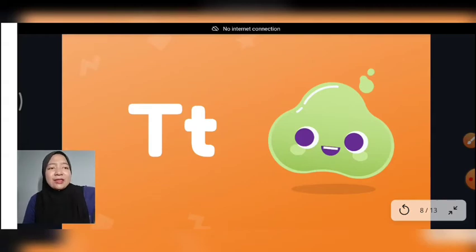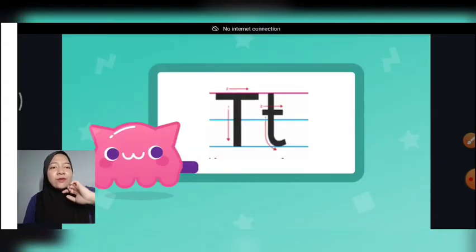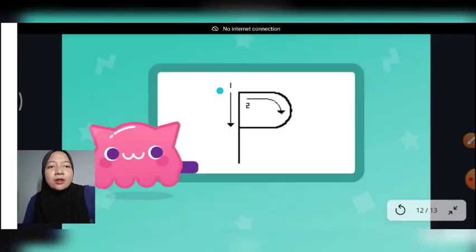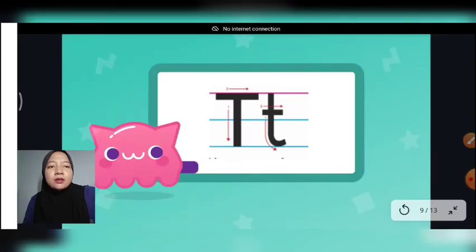Okay, now let us see how you want to write the letter T. Okay, first for the capital letter, we start with the pole first. One and two. Okay, one and two. Okay, and then for the small letter, make it like a fishing hook but upside down. Like this. And then do the, here, number two. Okay, easy, right? Okay, so now, let us see the song for letter T.